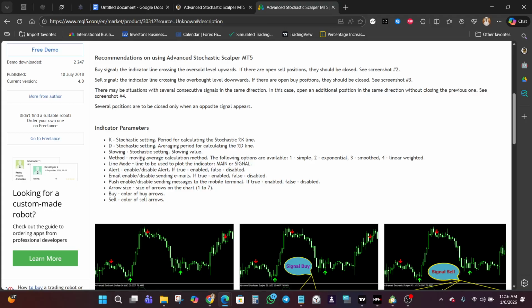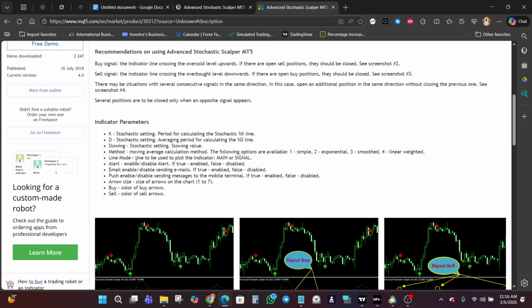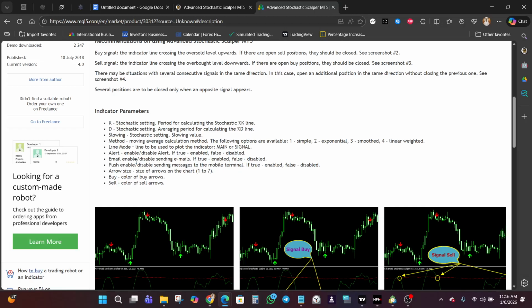So these are the indicator parameters. Of course, you are able to modify the values for your stochastic settings, the period, whether you want the indicator to respond faster to price changes or slower to price changes. And then you can see we have the slowing, the method, the line mode, alerts. You can enable or disable alerts. If you want to get alerts, you ensure that it is enabled. And then you can see the email, the push, and the rest of that, arrow size, the buy color, and the sell color for your arrows. You can modify these settings.